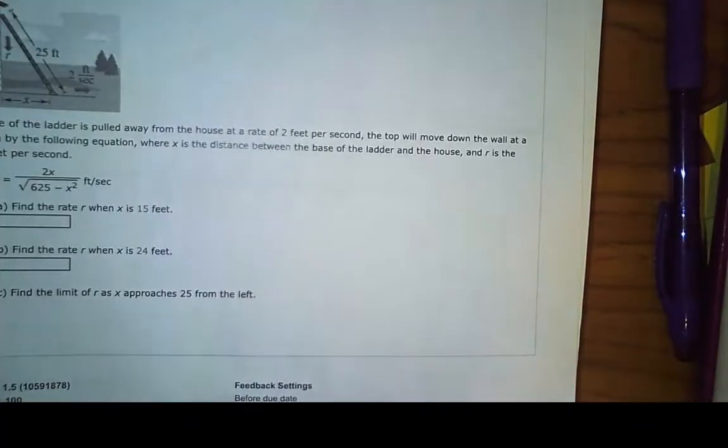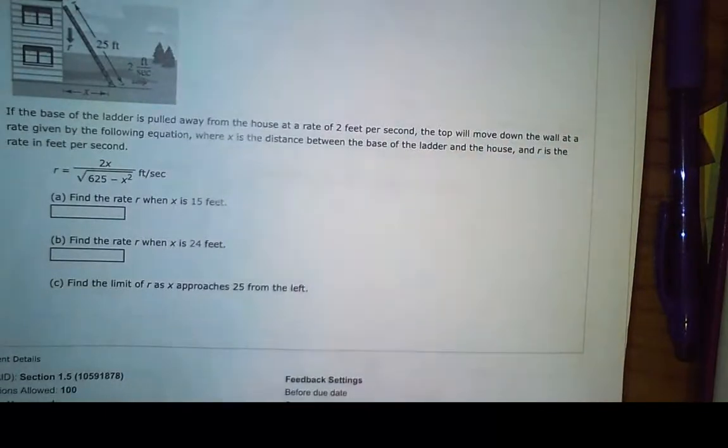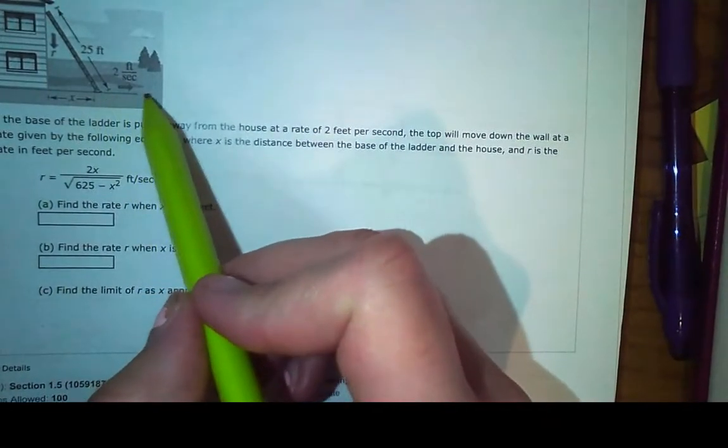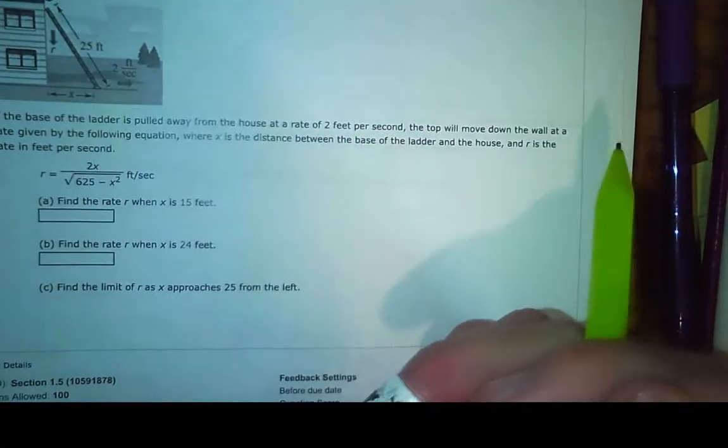We have a 25-foot ladder leaning against a house, and it's shown in the figure below. All right, if the base of the ladder is pulled away from the house at a rate of 2 feet per second. So let's go back to section 1.1 for a second. This is being pulled away at a constant rate of change. It is 2 feet per second, period.